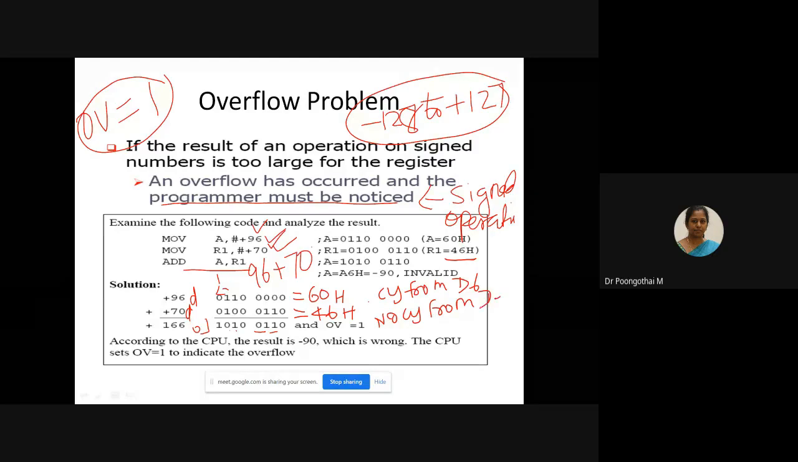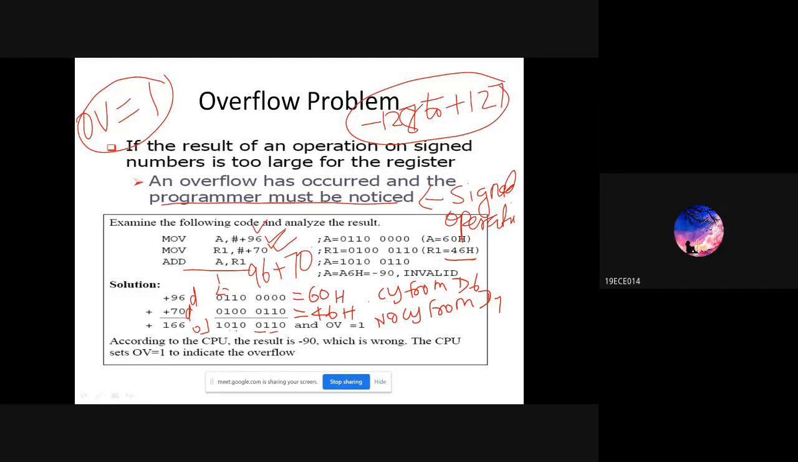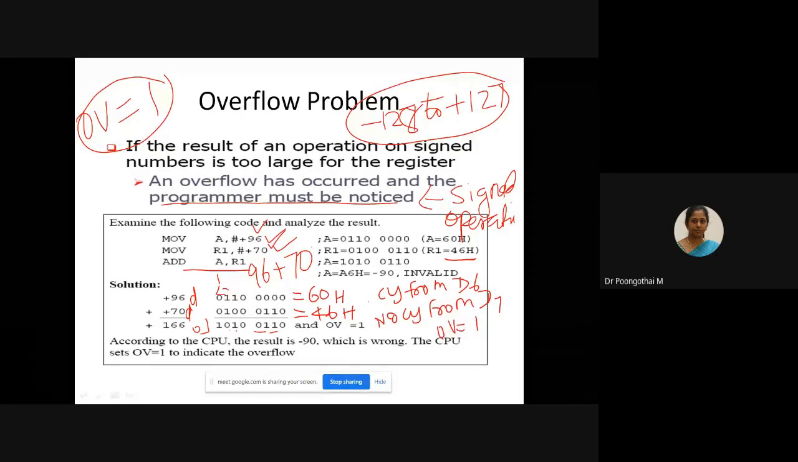So what is the status of overflow flag? Set or reset? Set. Set to 1. Okay. So according to the CPU, the result is minus 90. Okay. A6. Actually we are adding signed numbers, that is only the user representation. So what is the exact negative number representation for this A6? That is, A6 is a signed number.